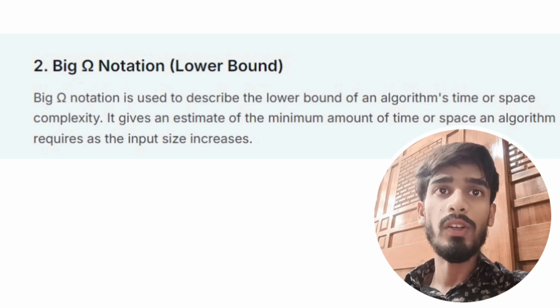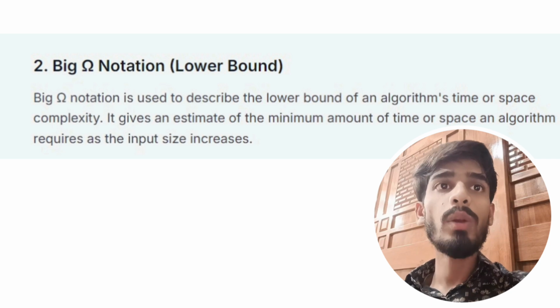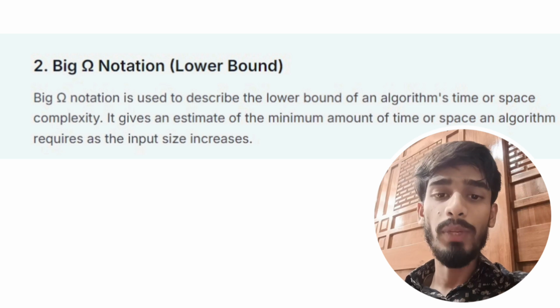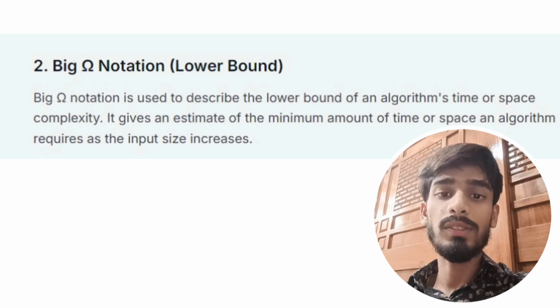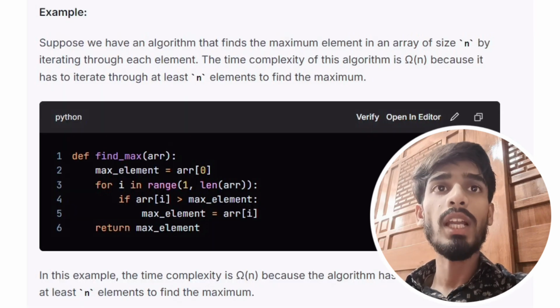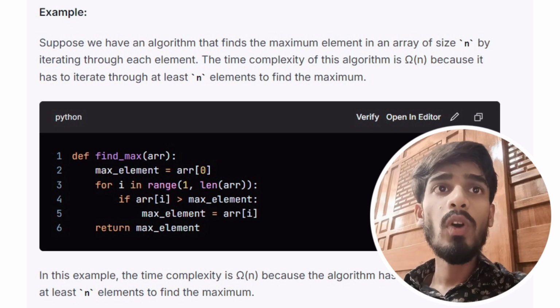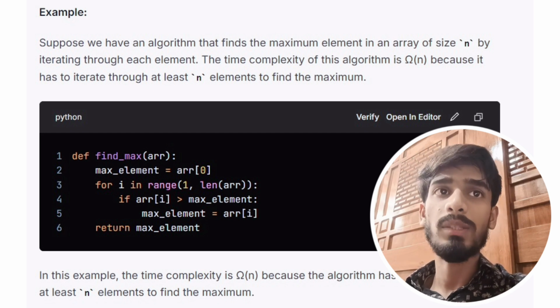Next is big omega notation. We also call it as lower bound. Big omega notation is used to describe the lower bound of an algorithm's time or space complexity. It gives an estimate of the minimum amount of time or space an algorithm requires as the input size increases. Suppose we have an algorithm that finds the maximum element in an array of size n by iterating through each element. The time complexity of this algorithm is big omega of n because it has to iterate through at least n elements to find the maximum.